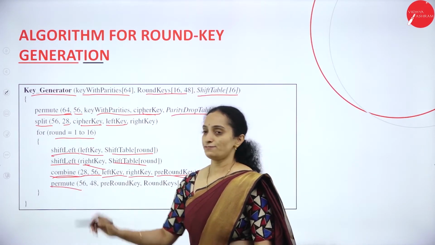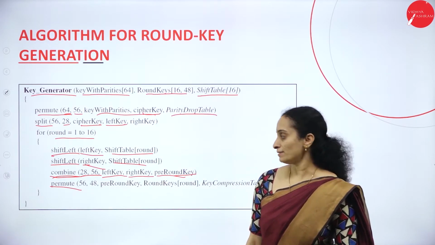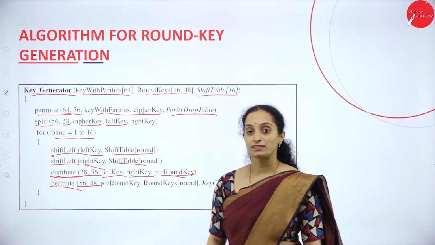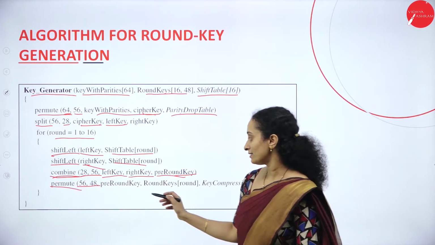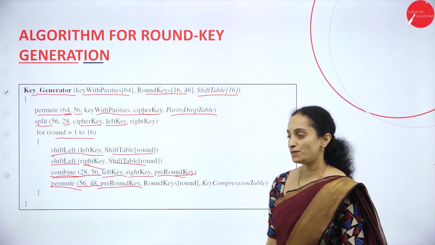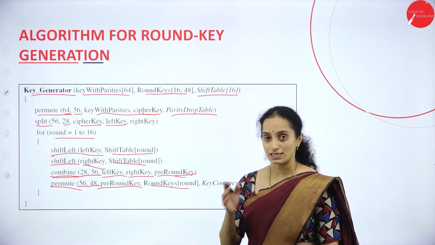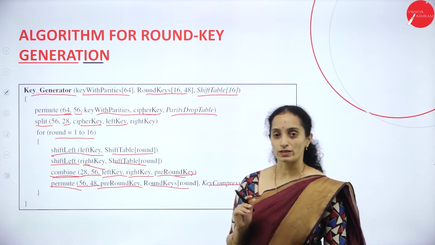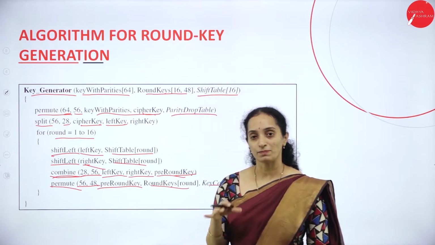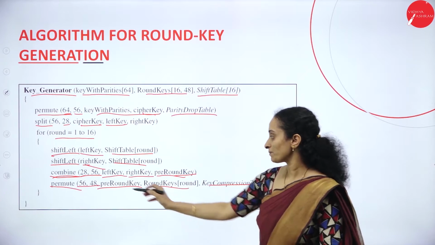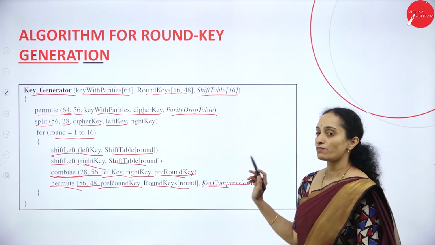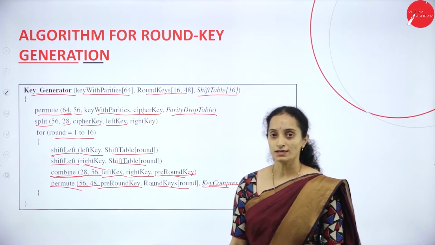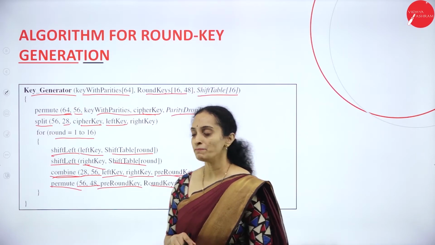Now, the next function that is called is permutate, using the compression permutation box. The 56 bits must be reduced to 48 using the variables pre-round key, round keys, the final round key, and the key compression table. Once the extra 8 bits are dropped from the 56 bits, the remaining 48 bits will be stored in the form of a matrix, the key compression table.